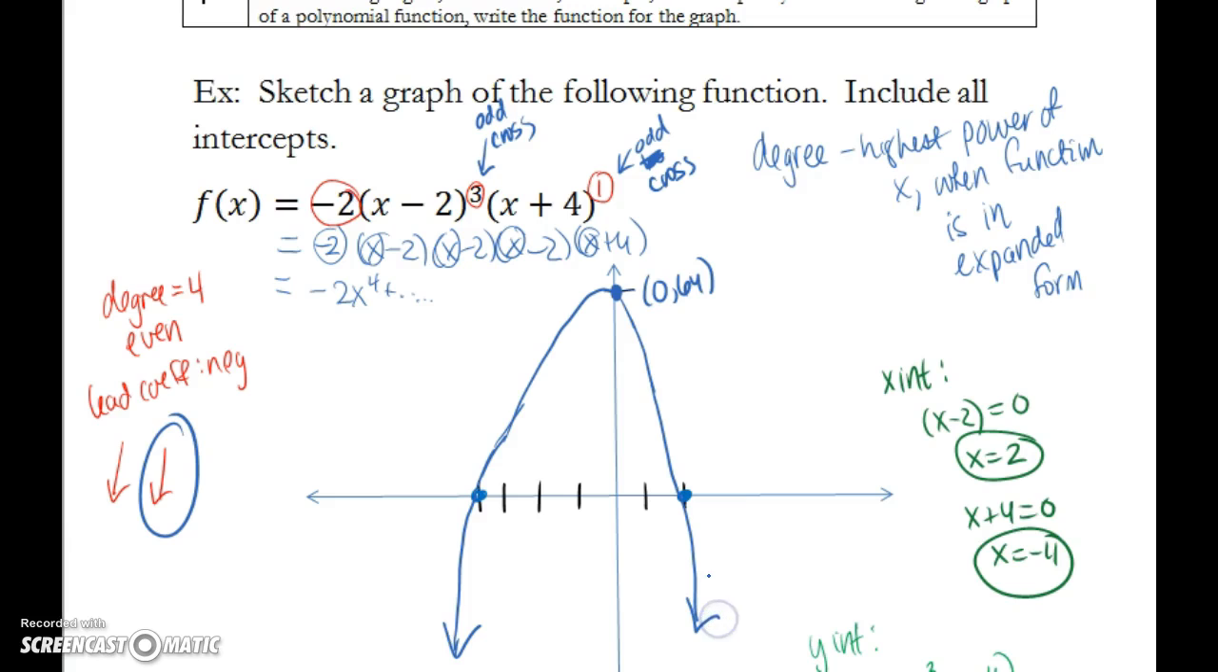So that's what our graph looks like. The left and the right ends both point downwards. We have these two x-intercepts at -4 and +2, and the y-intercept at 64, and it's crossing through all the intercepts rather than bouncing off of any of them. So this is the graph of our function in factored form. Now, it's not a perfect graph. There are some things we can't determine without calculus, but it's the best that we're going to get, and these are my expectations for this class.